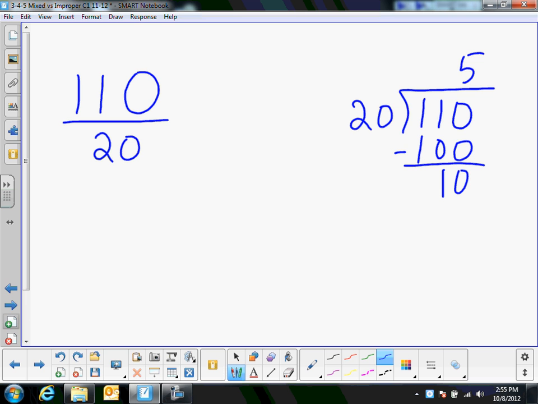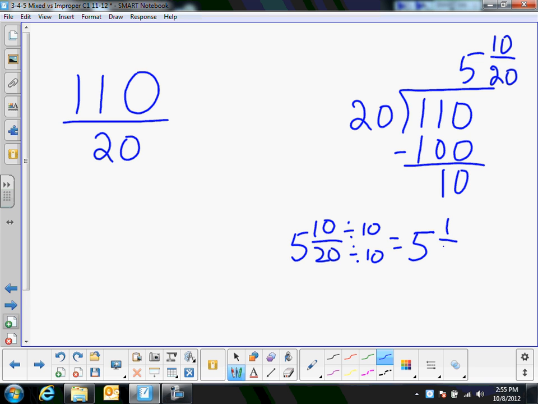And there's no more numbers. My remainder is 10. So normally I'll write 5 and 10 20ths. But 10 20ths can be reduced. So 5 and 10 20ths, I will reduce that by 10 and reduce that by 10. And I get 5 and 1/2. So this equals 5 and 1/2.